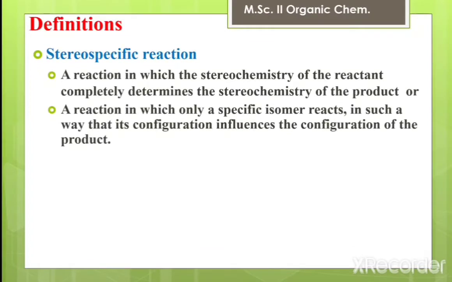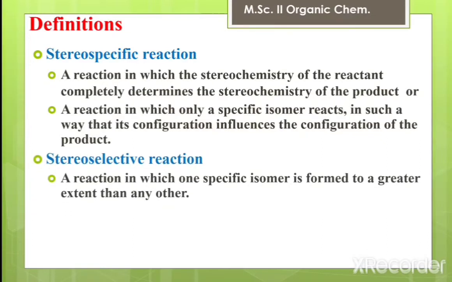Definition of stereospecific reaction. A reaction in which the stereochemistry of the reactant determines the stereochemistry of the product is called a stereospecific reaction. In other words, the reaction in which only a specific isomer reacts in such a way that its configuration influences the configuration of the product. That means the stereochemistry of the reactant determines the stereochemistry of the product.